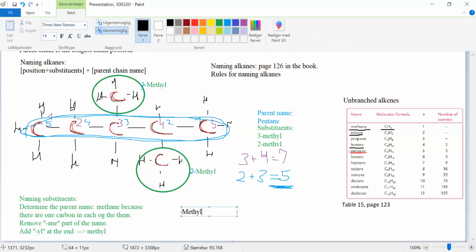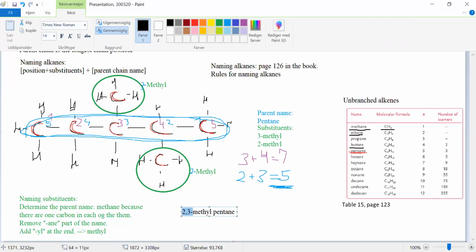So let me just write down here. We have methyl groups, and we have methyl pentane, because the parent chain name is pentane. And it's a 2,3 methyl pentane, and there should be a line there. So that's point 5, indicate the placement of each alkyl group with a number in front of the respective name. So that's the numbers there.